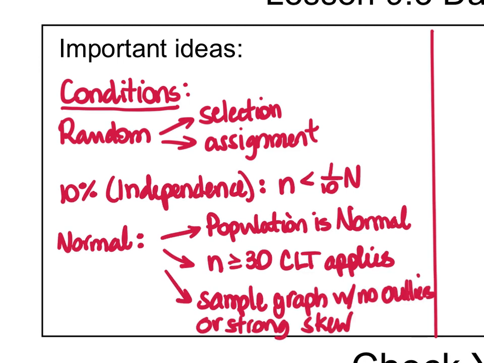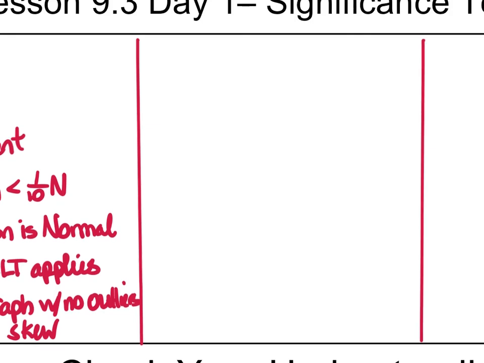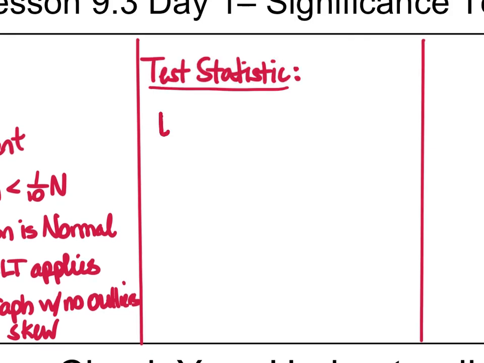So the next thing that we're going to take a look at is the test statistic. And the test statistic is going to be T. The formula for our test statistic is going to be the sample value minus the null hypothesis value over the standard error.